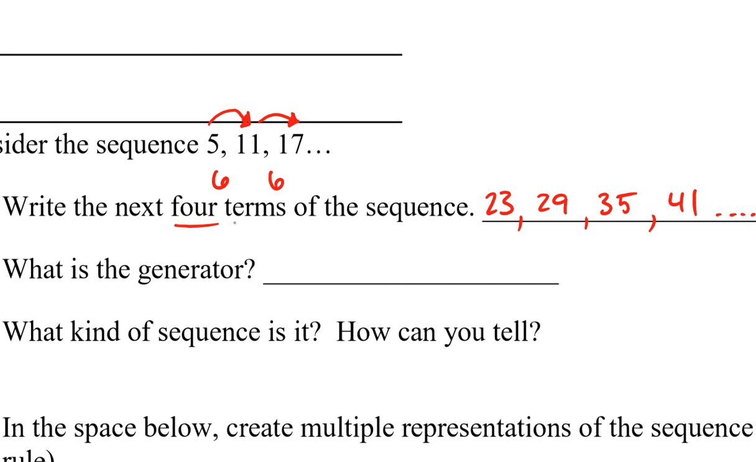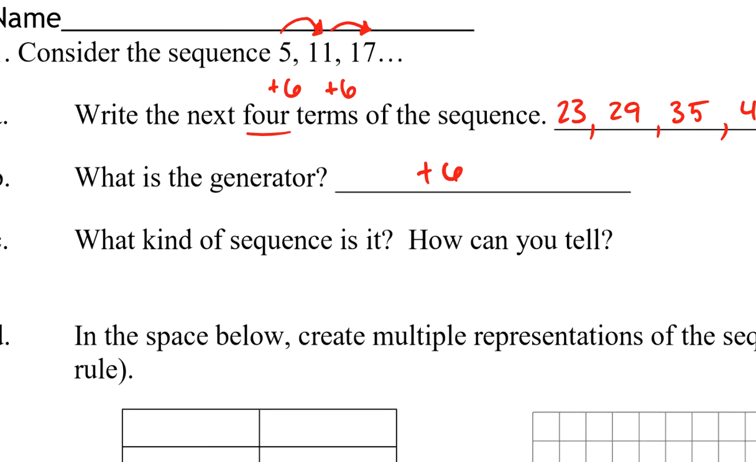The generator for this sequence is plus 6 because you can see every single time I move forward, I'm increasing by 6 units. If this was subtraction, if my terms were getting smaller each time by the same amount, my generator would be minus some value, but this is definitely plus.